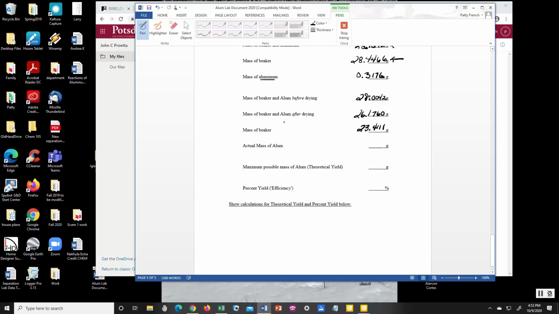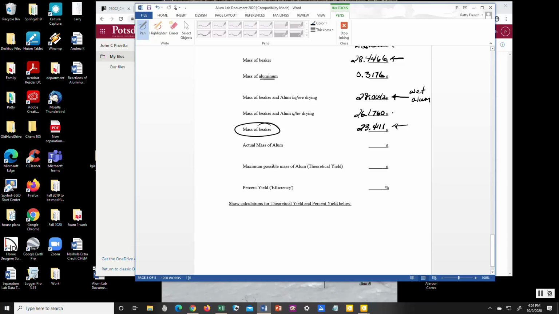Now, after he went through all the different steps and finally got his alum, dried it with a Buchner funnel, but it wasn't all the way dry, he massed it just before he left the lab. Then he put it in the desiccator and left it overnight. And when he massed it, he got 28.0042 grams. Now the beaker alone had been 23.4111 grams. So he knew the mass of his empty beaker and he knew the mass of his wet alum, even though it seemed pretty dry after putting it through the Buchner funnel.